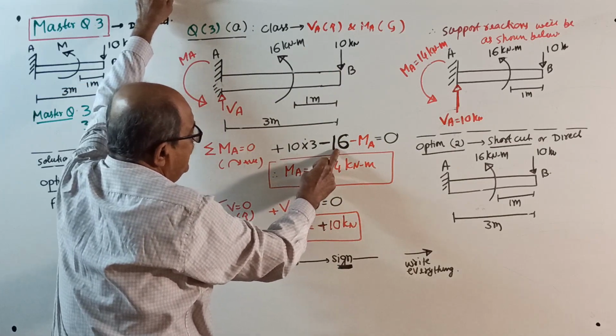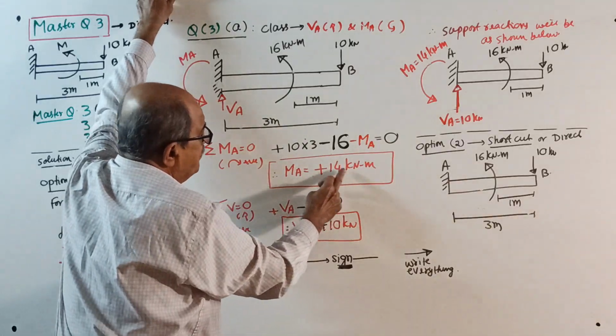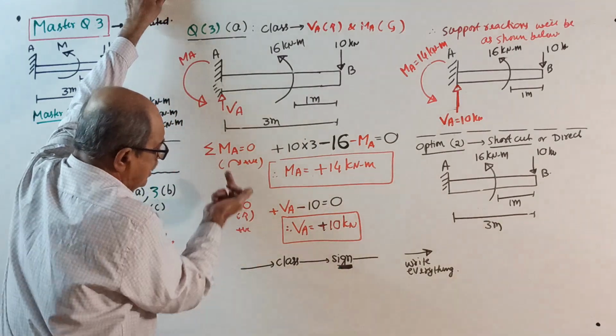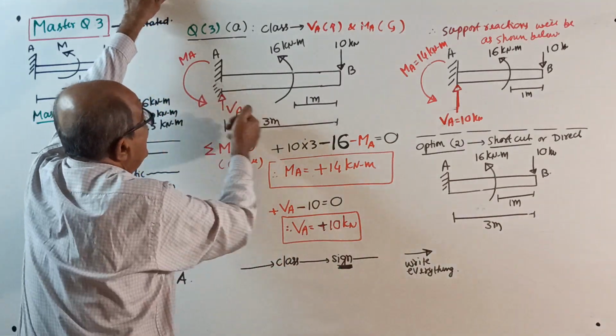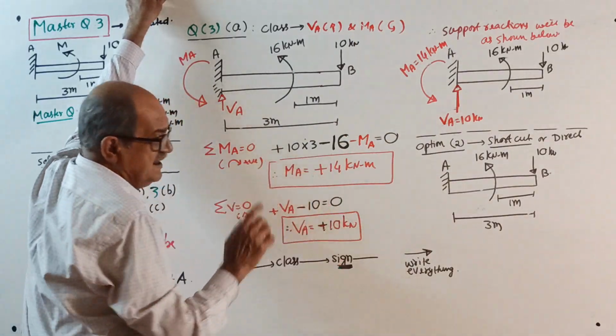30 minus 16 is plus 14. Minus MA equal to 0, so your MA will come plus 14 kilonewton meter. Sigma V equal to 0, upward positive: plus VA minus 10 equal to 0. VA will come plus 10 kilonewton.